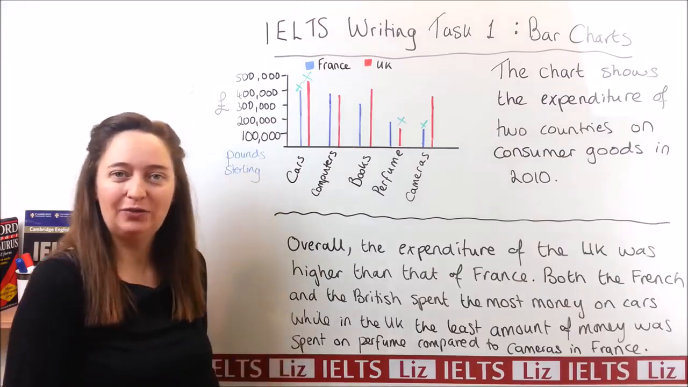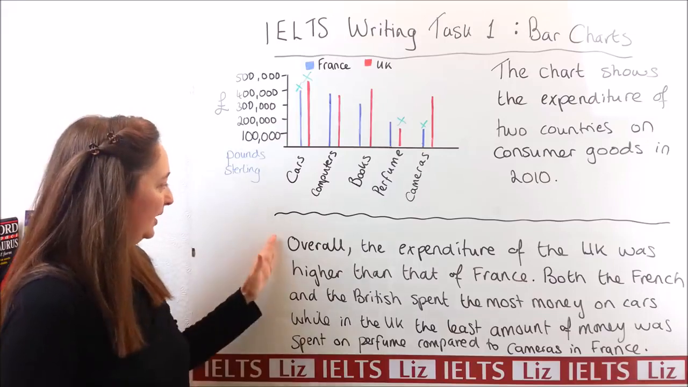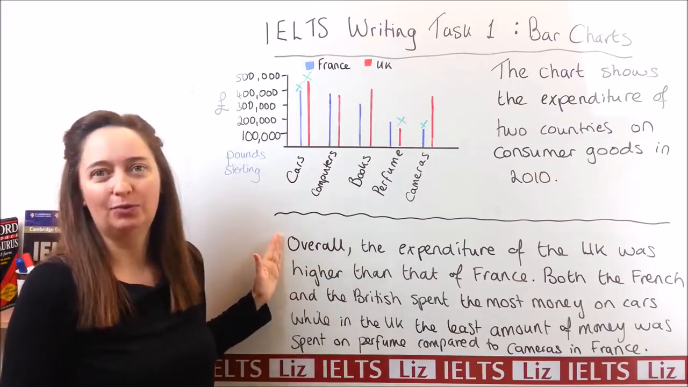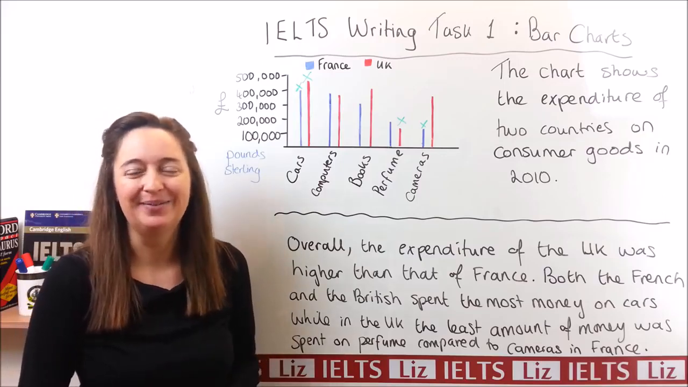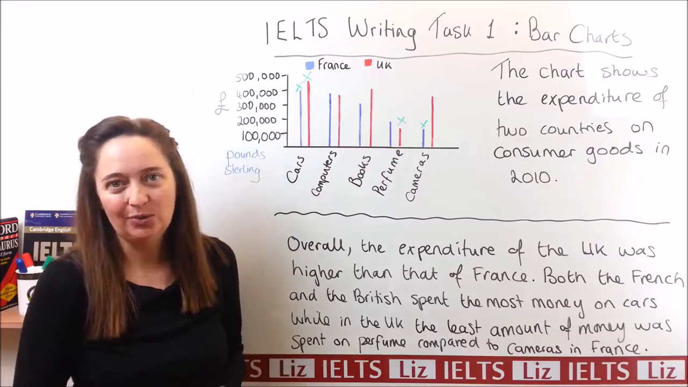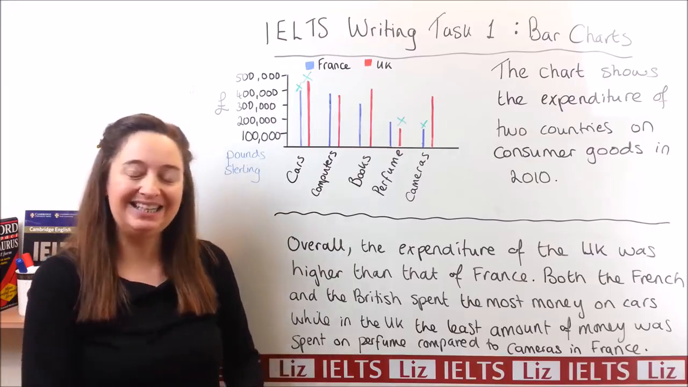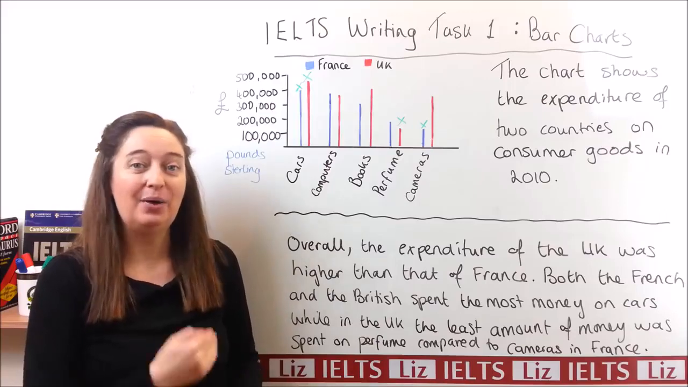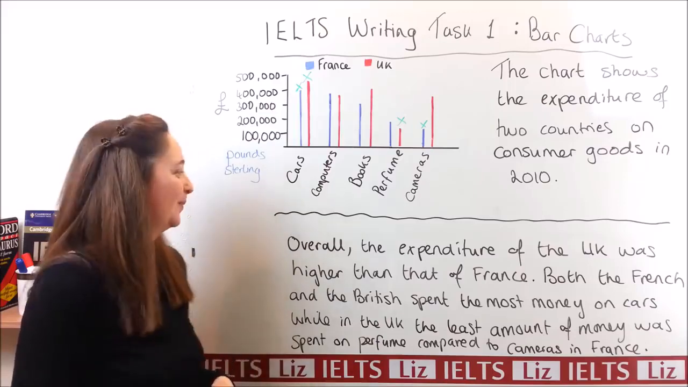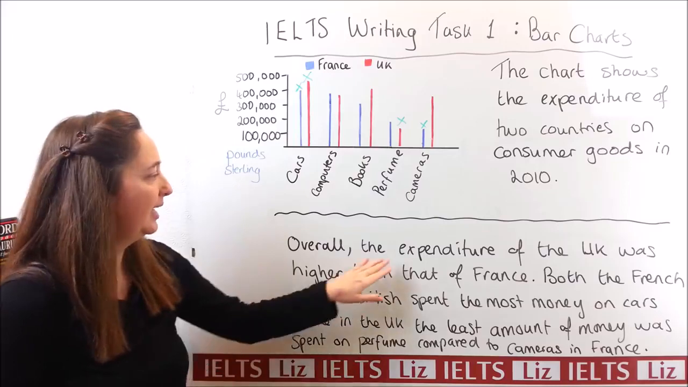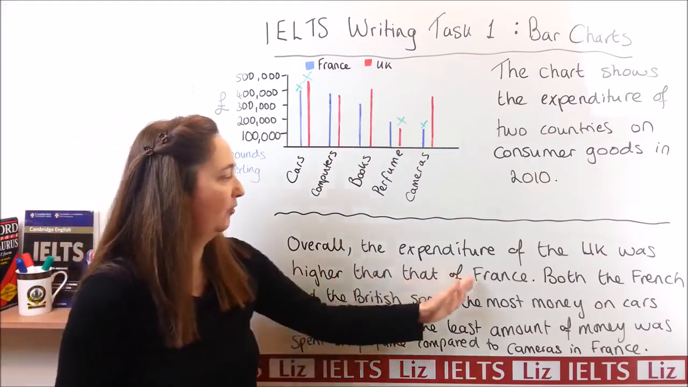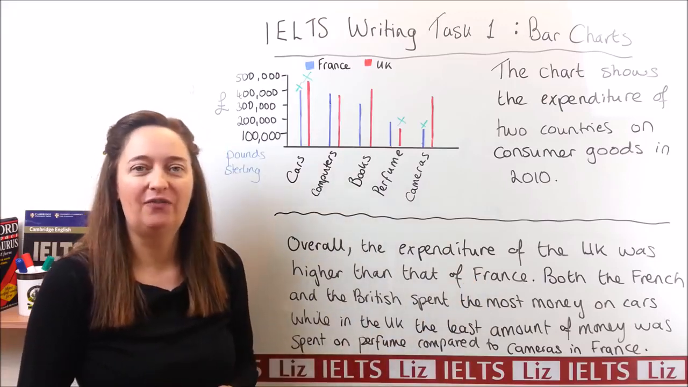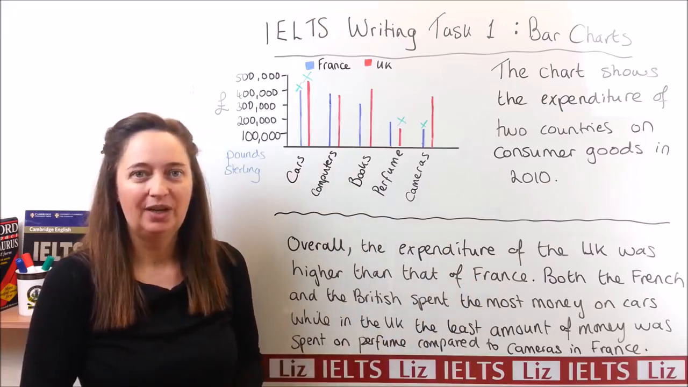And here we've got the overview. So let's have a look. We start with the word overall because we want to show the reader, to show the examiner, that this is our overview. This is a good technique to use because it means the examiner can easily find the overview, and that will help us get a better band score. So overall, the expenditure of the UK was higher than that of France. So this is our first key feature.